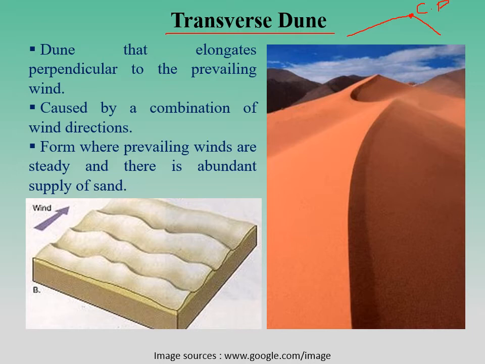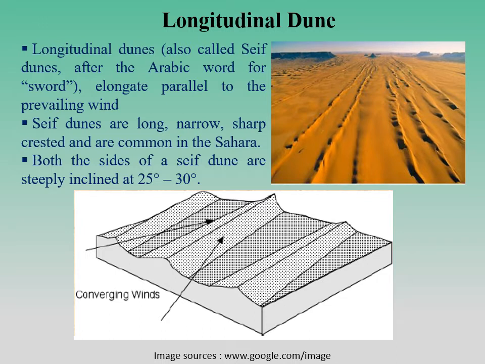The next type is the longitudinal dune. As we already came to know, in this case, the wind direction variability is moderate, as well as the sand supply is also moderate. Now, the longitudinal dunes often look like the sword of the Arabian people. In Arab countries, the sword is known as sif. So from that, these kinds of dunes look like the sword of Arabian people, with straight ridges. The longitudinal dunes are also known as sif dunes.